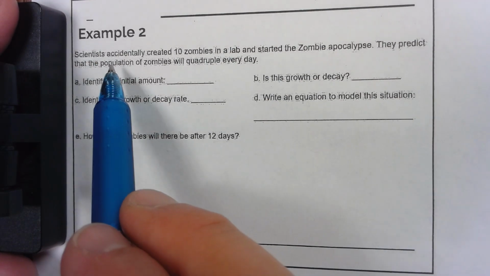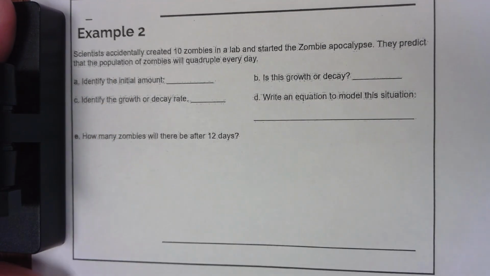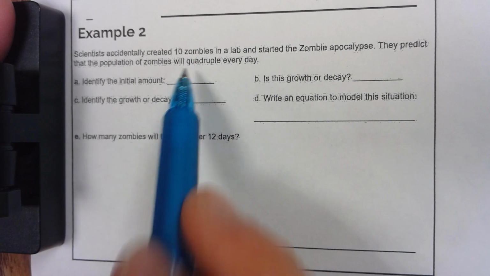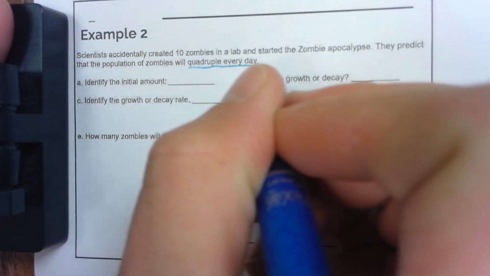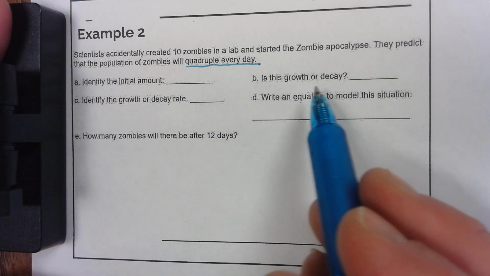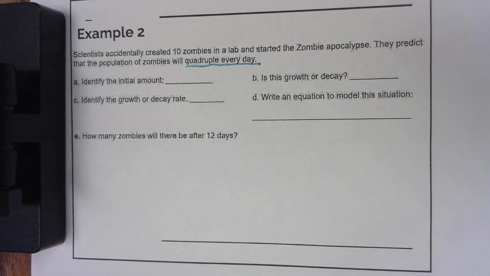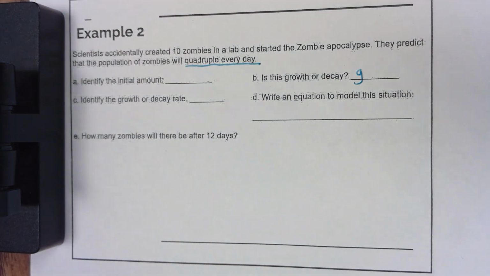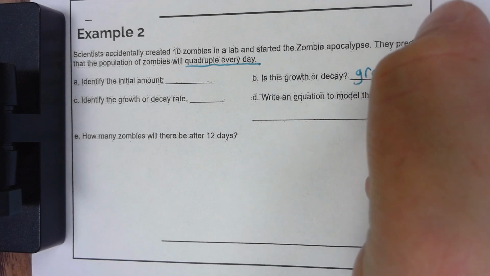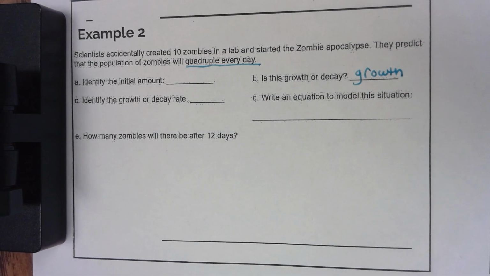So it says scientists accidentally created 10 zombies in a lab and started a zombie apocalypse. They predict that the population of zombies will quadruple every day. That's a scary idea if that's a real thing, and you're about to see why. So first, is this exponential growth or decay? Well, if we're gaining more zombies, it's definitely growth. Okay, so I know I have growth.